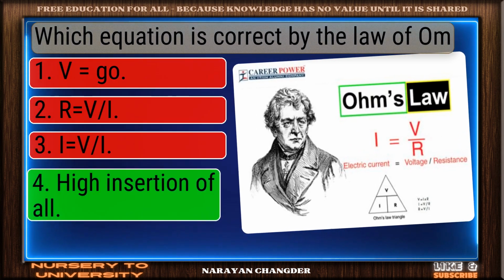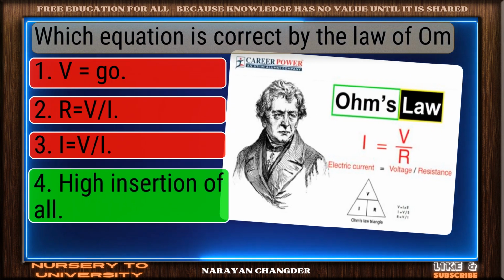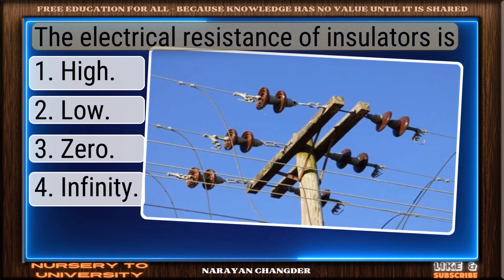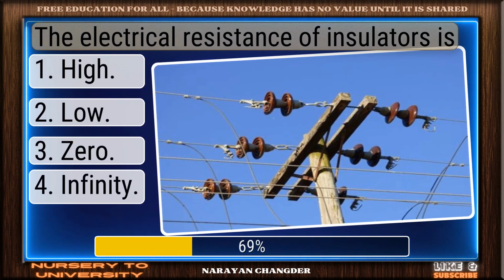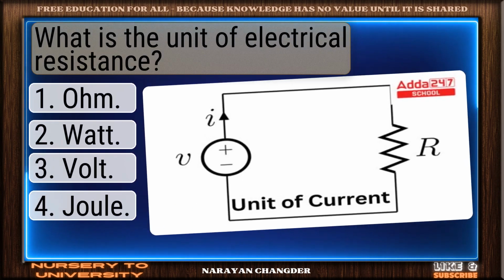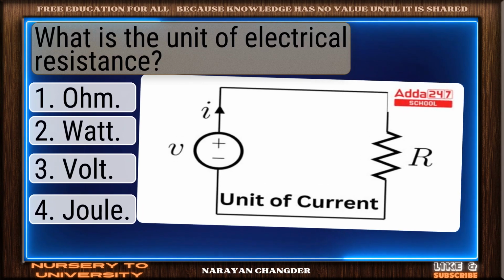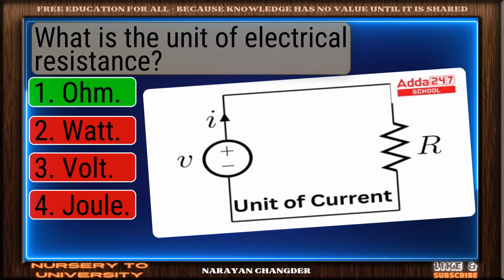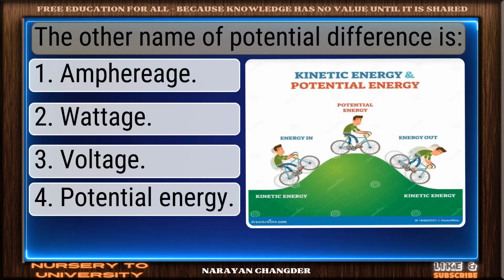Nice work. V = IR fits perfectly. The electrical resistance of insulators is. On track. Infinity is correct. What is the unit of electrical resistance? Correct response. Ohm is accurate.